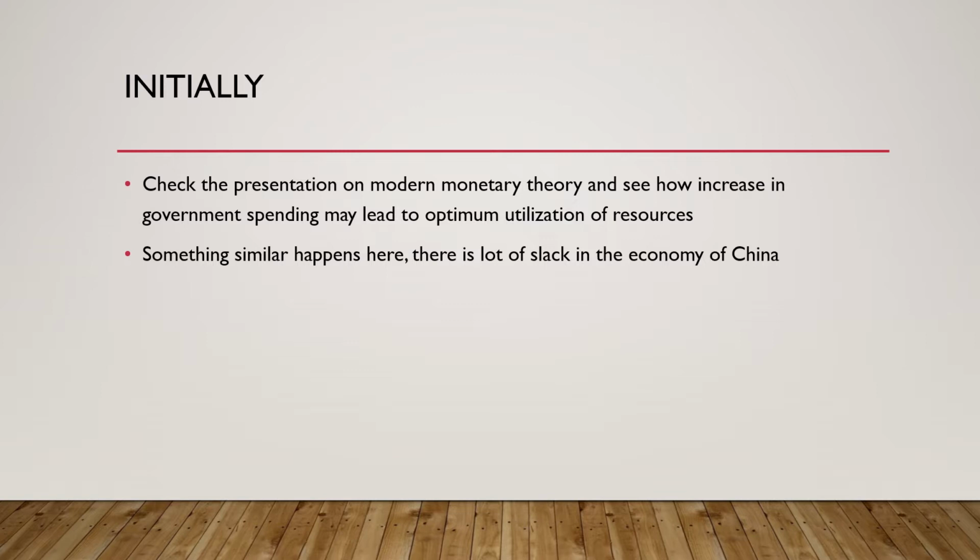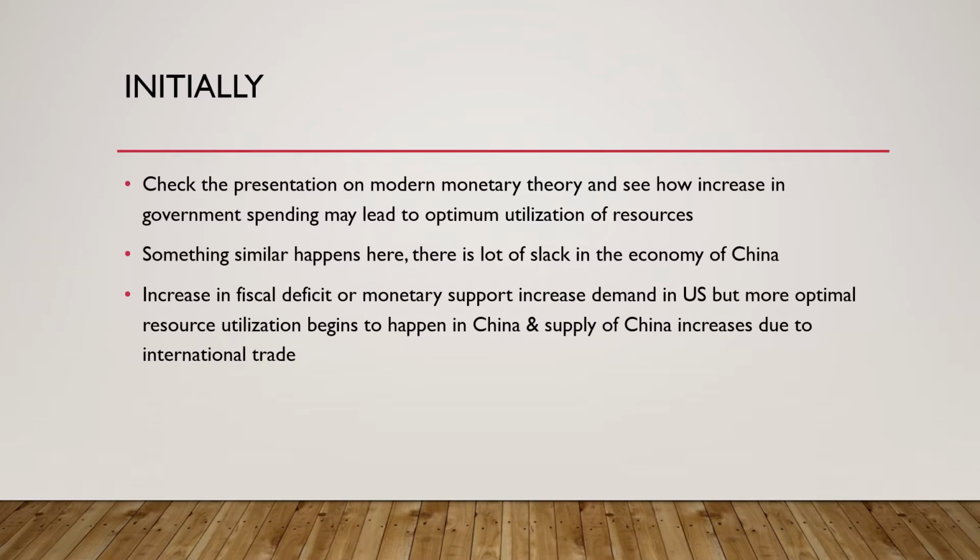That is, because of the slack of resources in China, the optimum utilization of resources because of government spending in US will start to happen in China. So, when the government in US increases its fiscal deficit, or for that matter monetary support by the central bank, the demand in US will rise. And this demand will be catered to not by domestic production in US or very little by domestic production in US, but through the increase in supply of goods and services from China due to international trade.